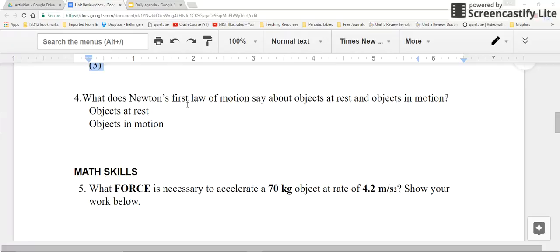Question 4, what does Newton's first law say about objects at rest and objects in motion? Right? Objects at rest stay at rest. Objects in motion stay in motion until you give them an unbalanced force. Okay.